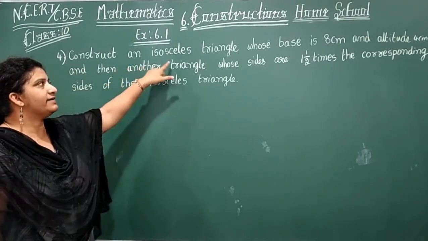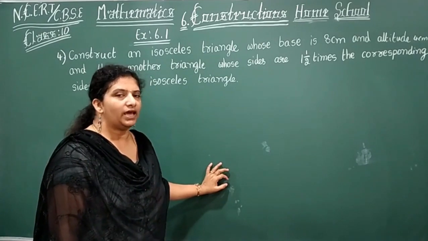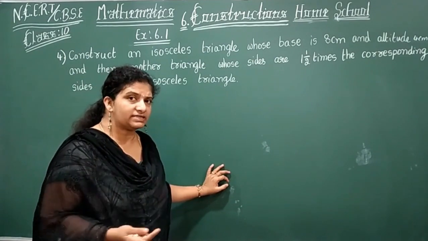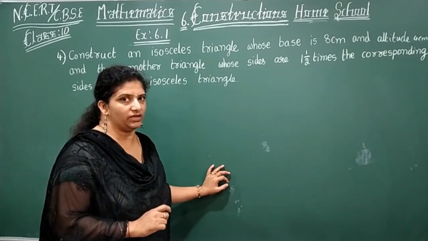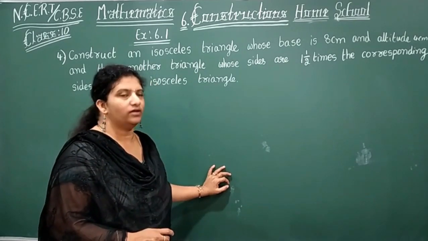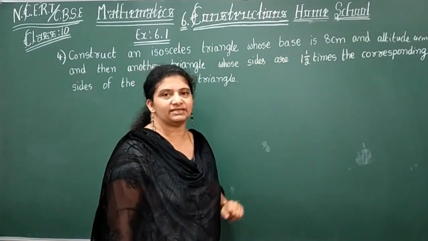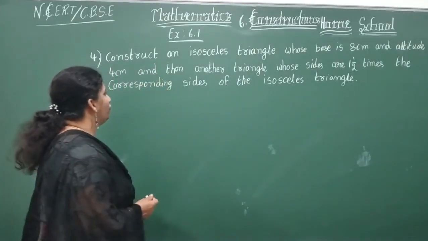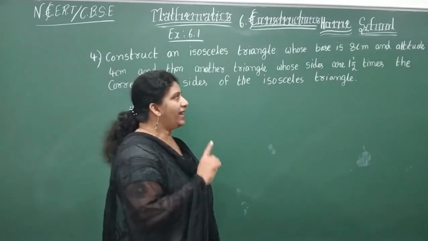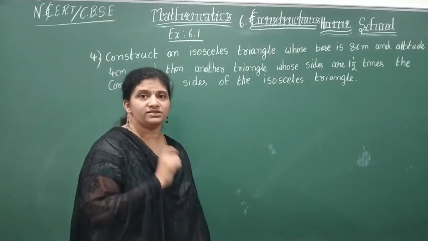Construct an isosceles triangle. What do you mean by isosceles, children? Any two sides are equal. In an isosceles triangle, if two sides are equal, opposite angles are equal. If two angles are equal, their opposite sides are equal. So now, an isosceles triangle whose base is 8 centimeters and altitude 4 centimeters, and then another triangle whose sides are 1.5 times the corresponding sides of the isosceles triangle.